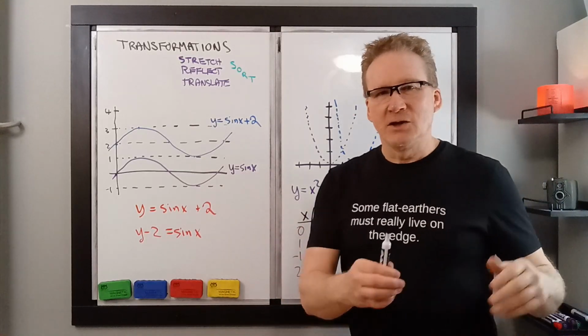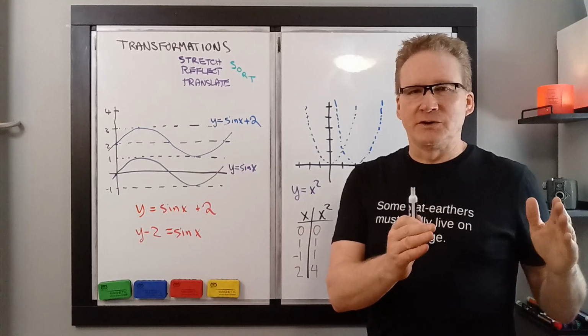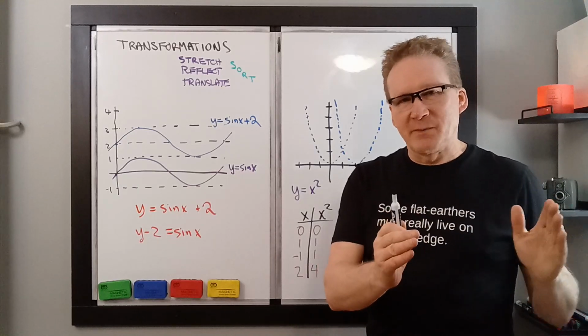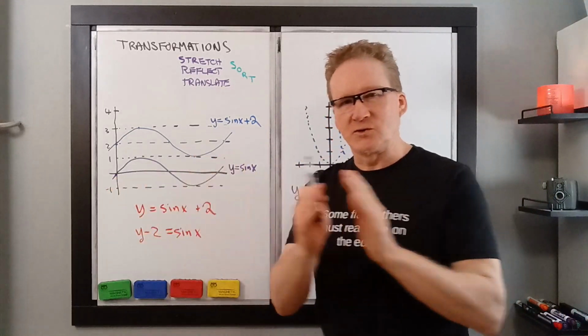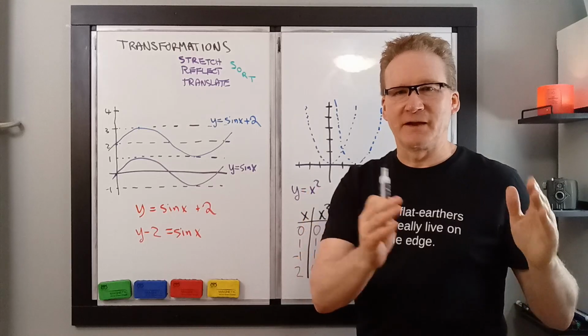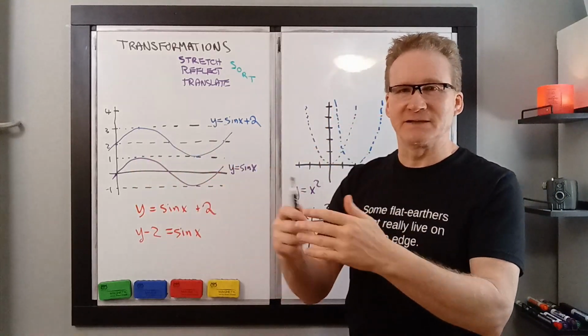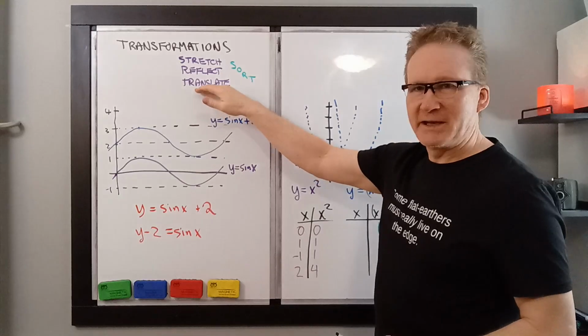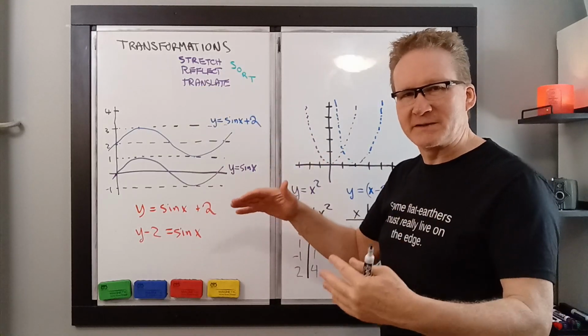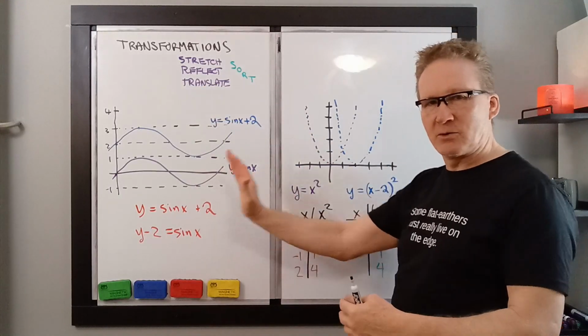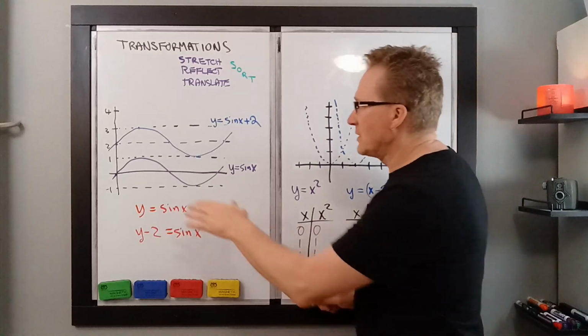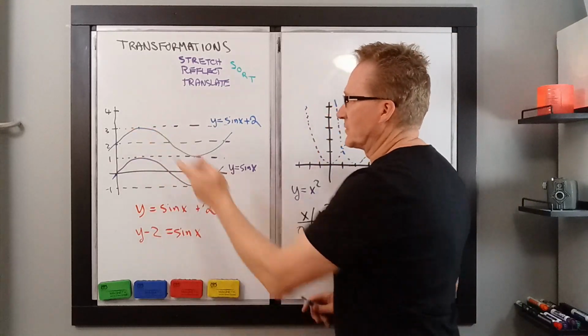The idea is that if you go in a subway or in a bus, you go from one location to another, you're translated. That's another valid use of the English word. You're translated from one place to another, but your shape stays the same. So translations have the shape staying the same, but moving up, down, or right and left. So here we have what's called a vertical translation.